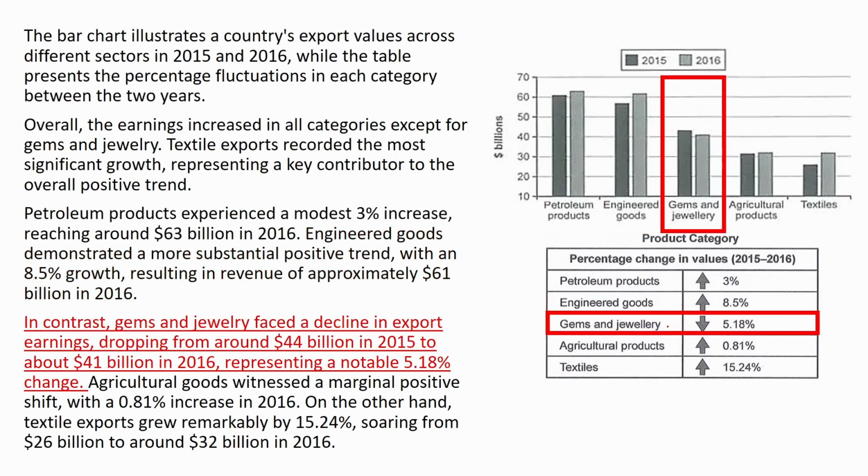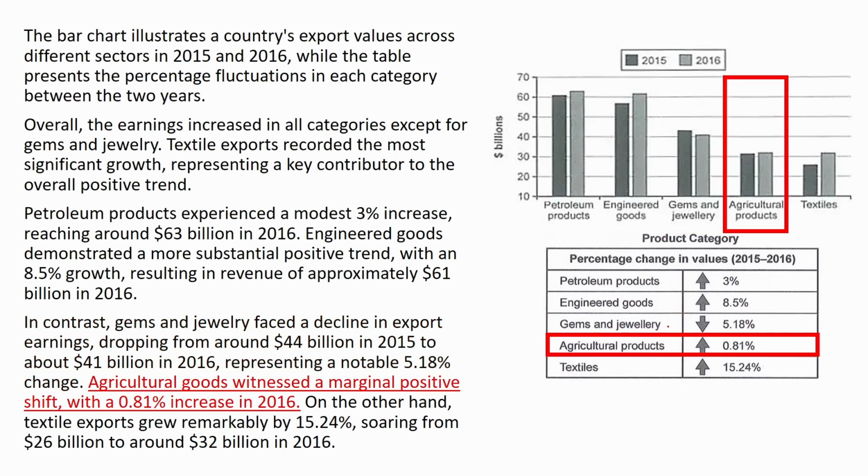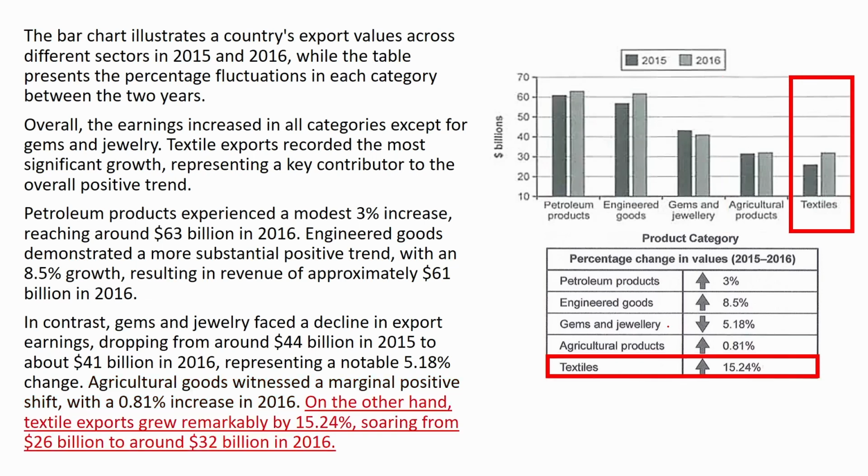In contrast, gems and jewelry faced a decline in export earnings, dropping from around $44 billion in 2015 to about $41 billion in 2016, representing a notable 5.18% change. Now, agricultural products. Agricultural goods witnessed a marginal positive shift with a 0.81% increase in 2016. And now the last one, again, I use the language of contrast here. On the other hand, textile exports grew remarkably by 15.24%, soaring from $26 billion to around $32 billion in 2016.